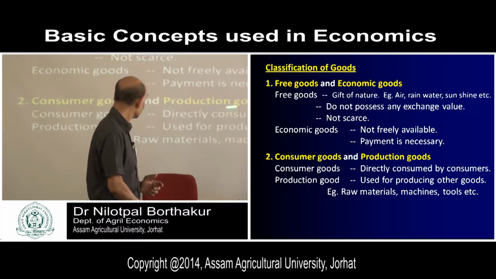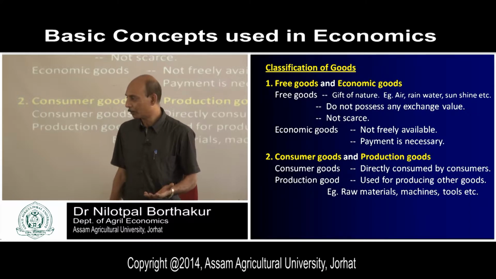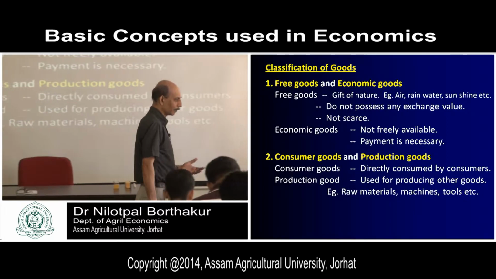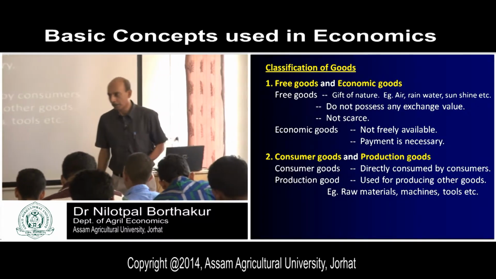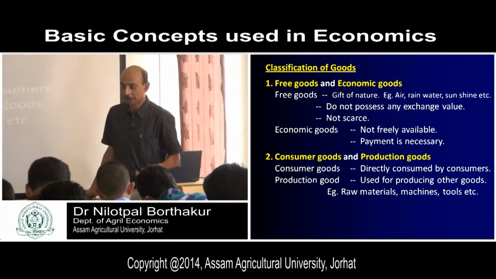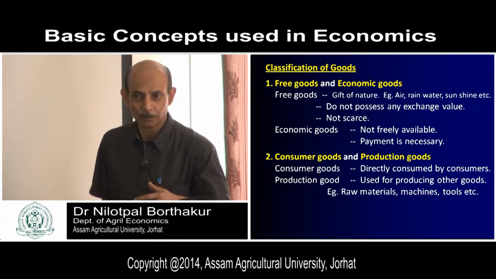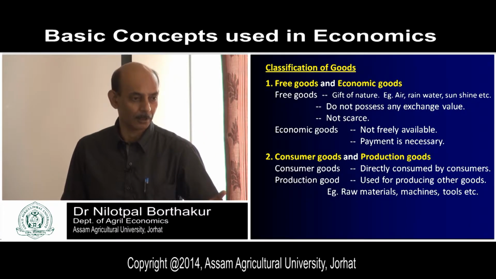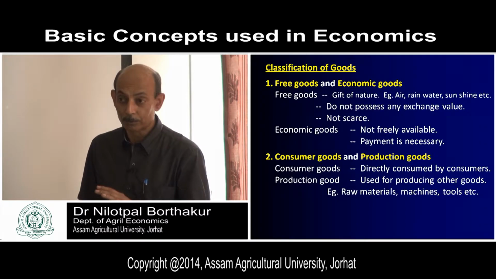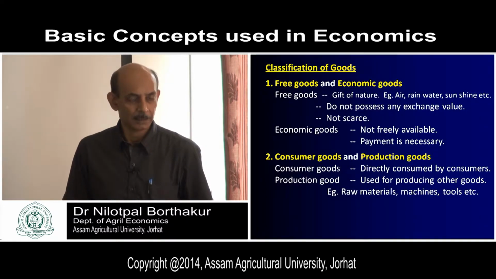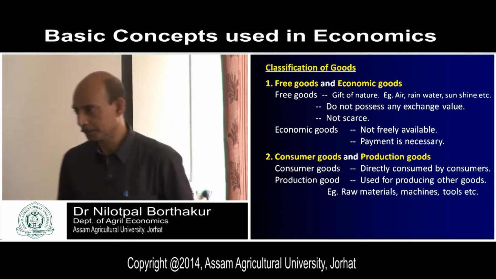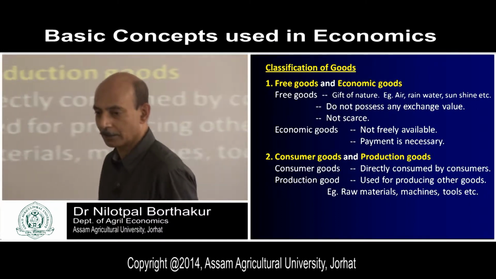Then comes consumer goods and production goods. Consumer goods are the goods that we directly consume. These are consumption goods. Production goods are used for further production. These are not directly consumed by the consumers, but are used for further production of other goods and services. All machines, all tools and implements, these are production goods. Raw materials, these are production goods. Cotton is a production good.